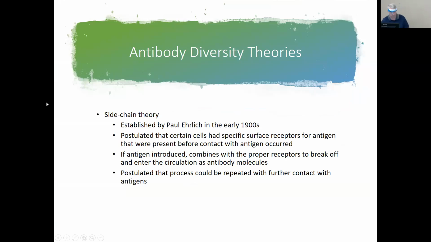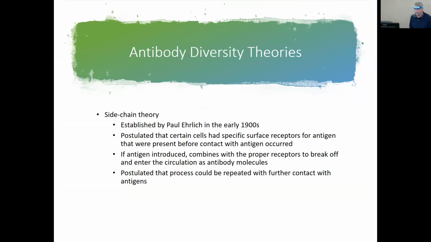Okay. All right, so if you're following along, we're on page 69, textbook. The theories of explaining antibody diversity. So there've been several, and if you read, it's a real good history in your text, gives you a little background as to where we were and where we've come to.